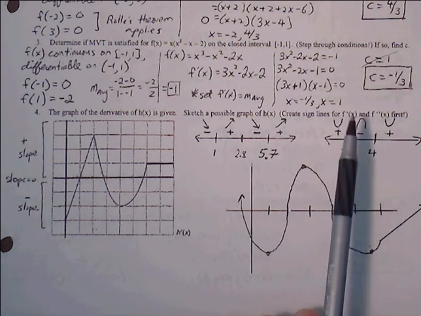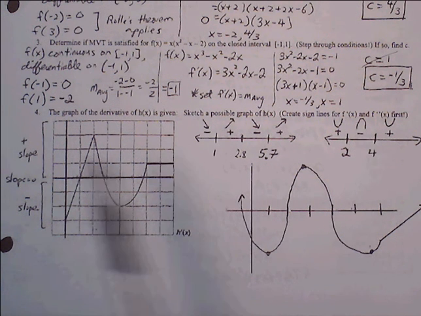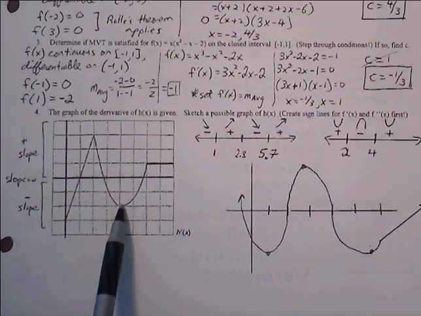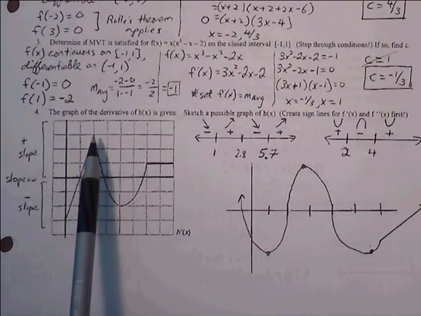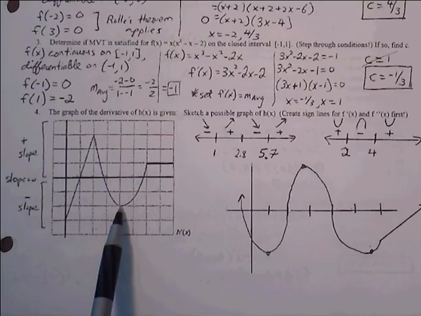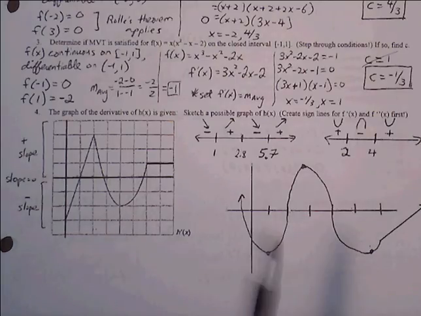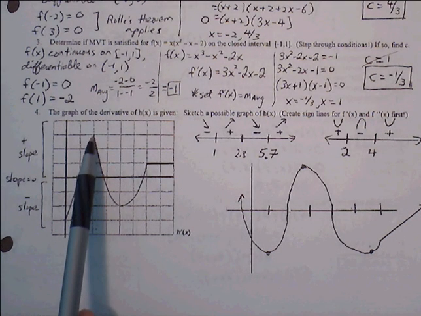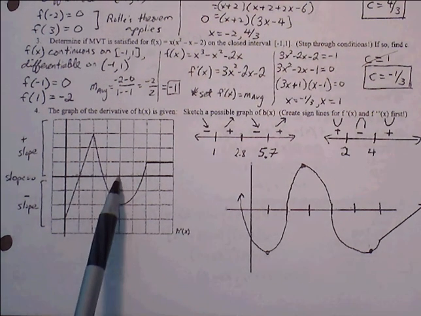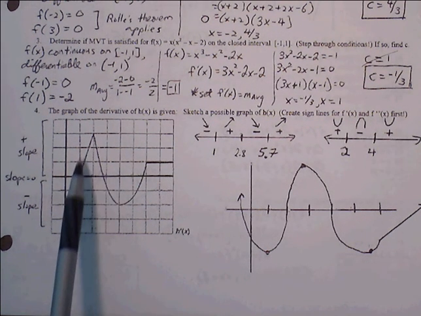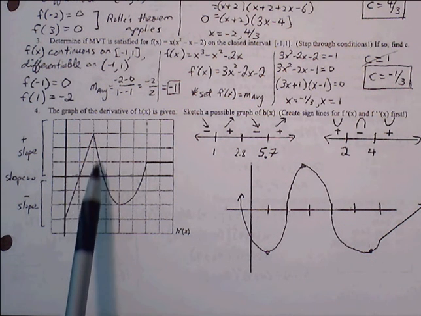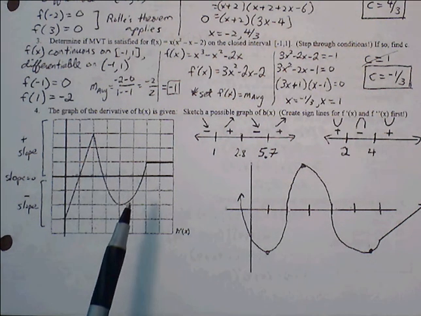All right, we're going to create sign lines for f double prime. If we're looking at the f prime graph, any peaks and valleys will be points of inflection, because these are the points where the maximum slope or the minimum slope, steepness, has been reached. So my POI here is at 2 and at 4, x values of 2 and 4. And then if we look at the behavior of the slope of the f prime graph, that will indicate when the graph is concave up or concave down.